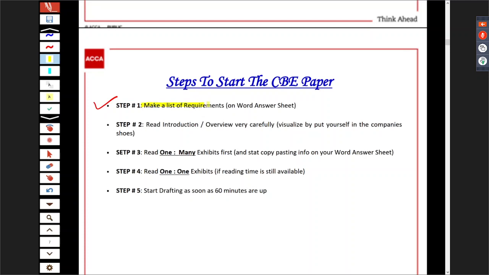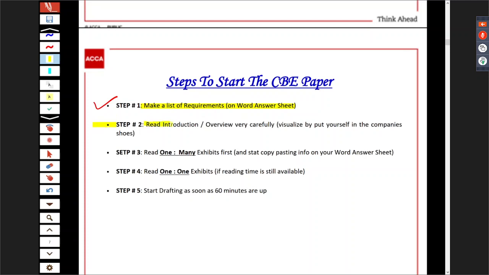As soon as you open your live paper on CBE, the first step is to make a list of requirements. Remember, I showed you how to make a list of requirements on day 1. Quickly open the Word answer sheet, the word processor tool, keep it on one side in a small window, and then quickly open all the requirements and make a small list of requirements in your Word tool, right?